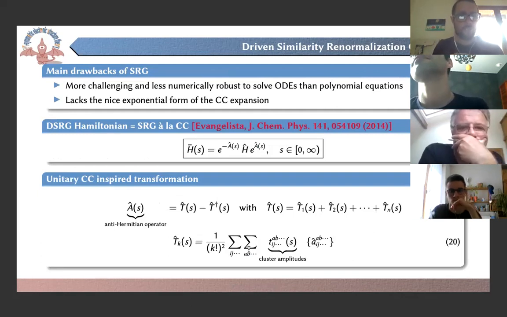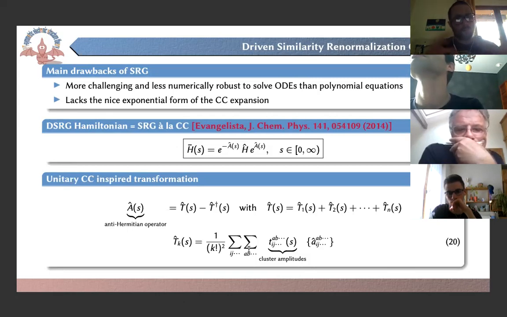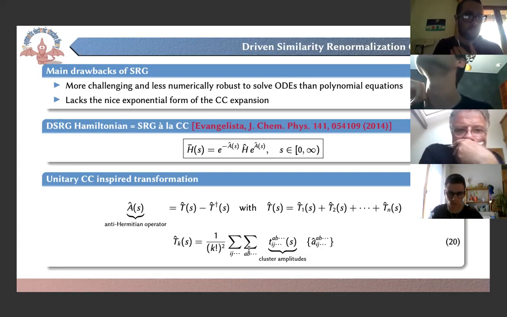Okay, so the main drawback of the SRG method is that you have to solve those differential equations, and we know that it's usually more challenging and less numerically robust than solving a good old set of polynomial equations where we have to find zeros. We also lack the exponential form that we have in coupled cluster theory that makes everything size consistent and so on. And that's why Evangelista proposed the driven SRG, which I'm going to call DSRG, which basically tries to solve those two problems.